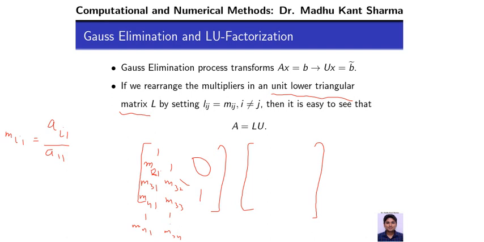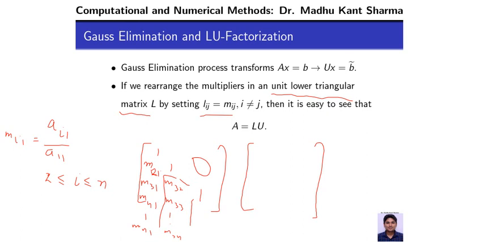This holds for 2 less than or equal to i less than or equal to n for the first step. You put them in this lower triangular matrix by setting L_ij equal to M_ij, so L21 is M21, L31 is M31, and so on. For the second step you put them in the second column, for the third step in the third column below the principal diagonal, and then you obtain the corresponding lower triangular part.